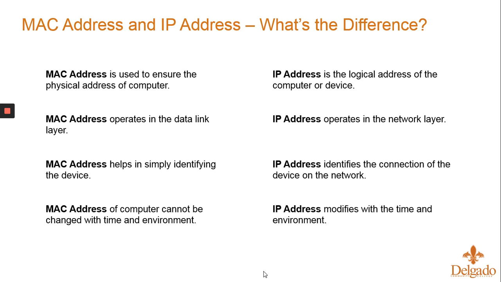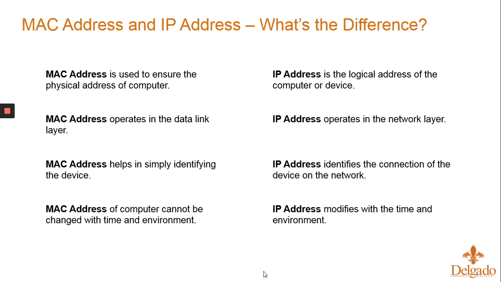The MAC address operates in the data link layer, and we're going to talk about layers. There's going to be a module on OSI layers coming up for you to read over. That makes a little more sense at that point. The IP address is in the network layer.